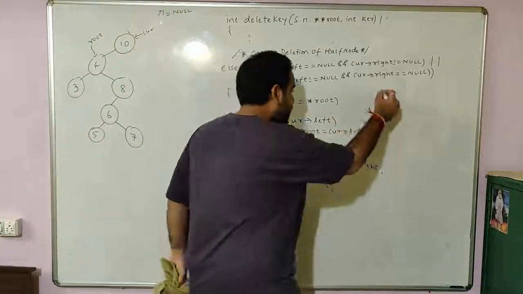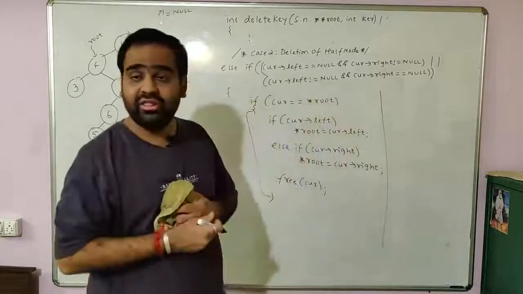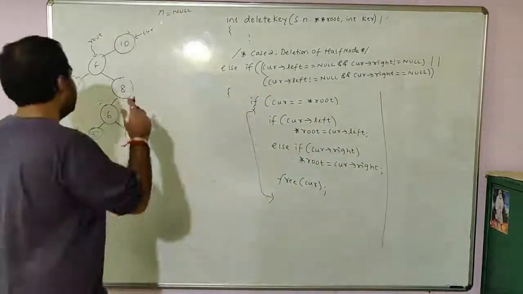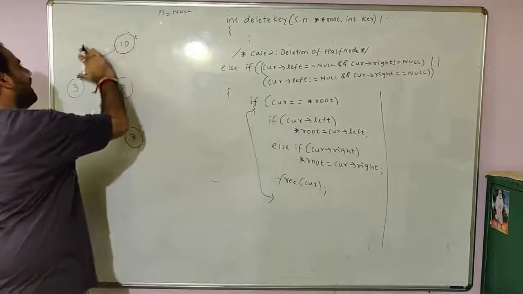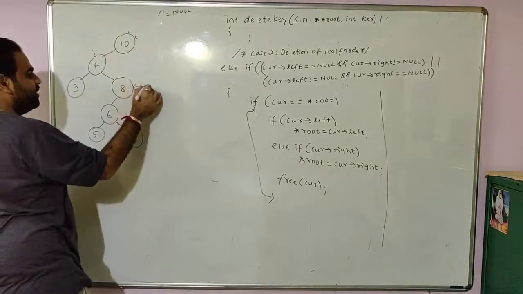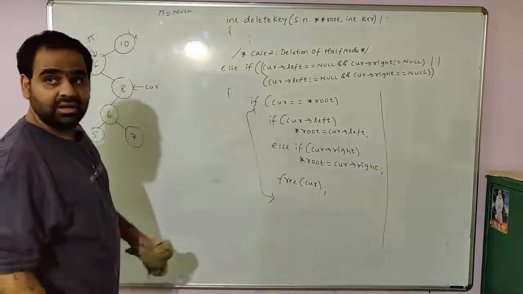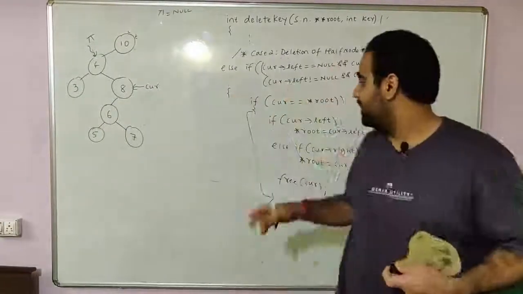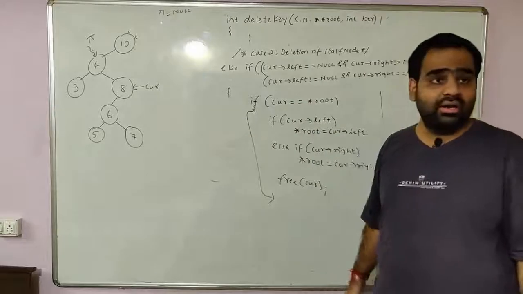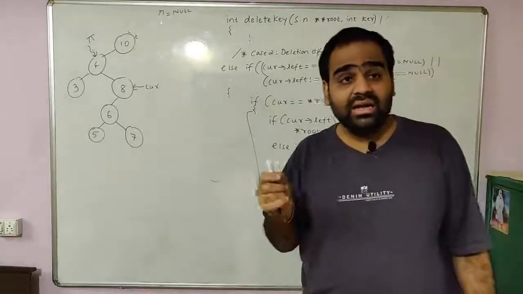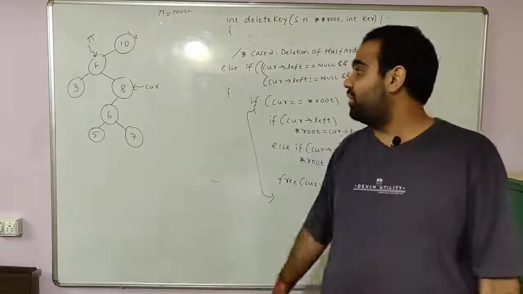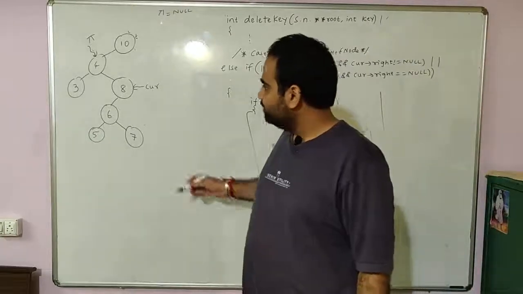Now, is it necessary that the half node has to be root always? No, the half node can be other than root. Say for example, I want to delete 8 now. This is where the current pointer will be. This is where the parent pointer will be. Now, is 8 a half node? Yes. Is current equal to root? No, current is not equal to root. That means current is a non-root node.